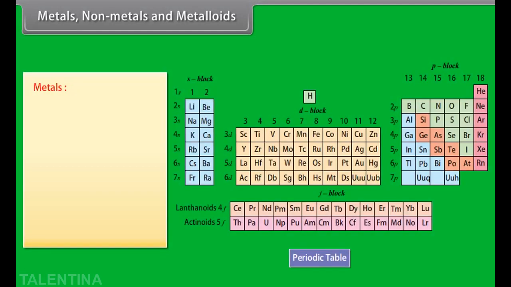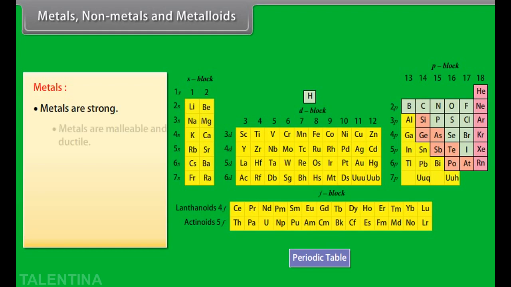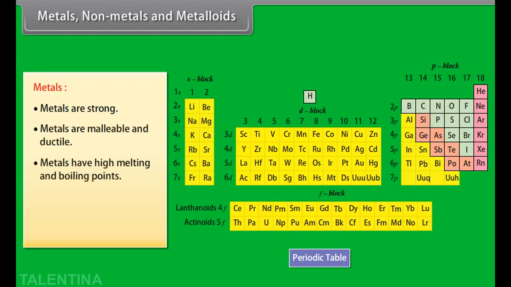Metals, nonmetals and metalloids. Metals. Metals are strong. Metals are malleable and ductile. Metals have high melting and boiling points. Metals are good conductors of heat and electricity.